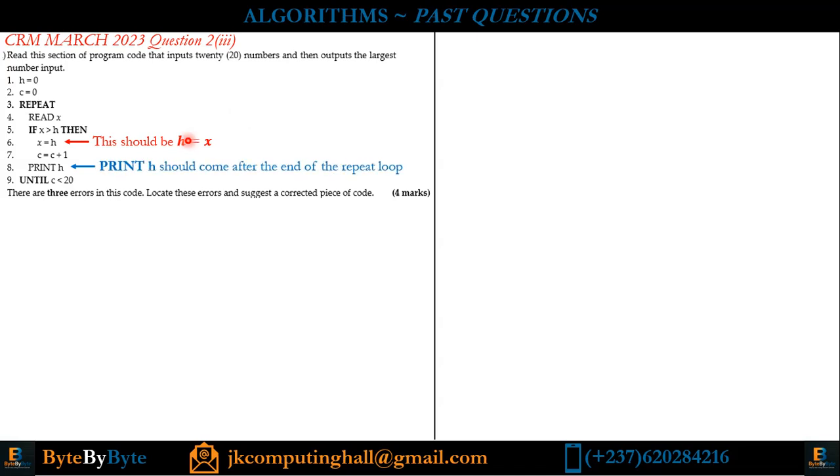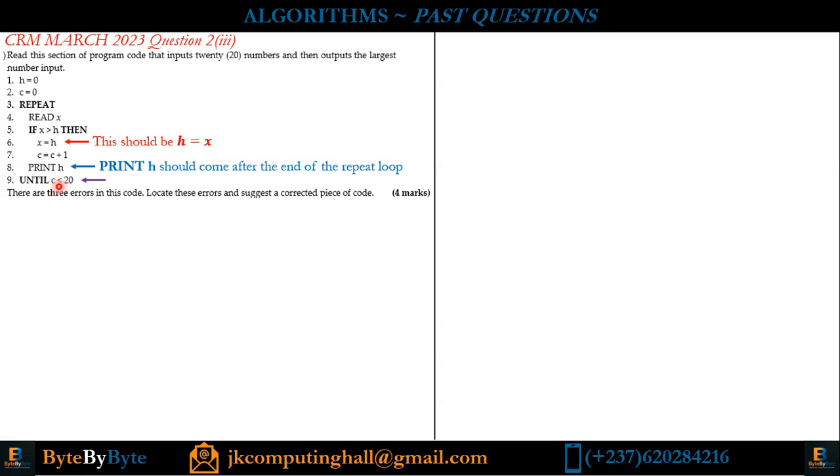So at this level, print h should come after the end of the repeat loop. So this h should come after this until loop. So it should be at line 10, or let me say line 9, because if I delete this, this becomes line 8 and it becomes line 9. That's why I did not put the line number, but I instead said print h should come after the end of the repeat loop. The last error is until c is less than 20.